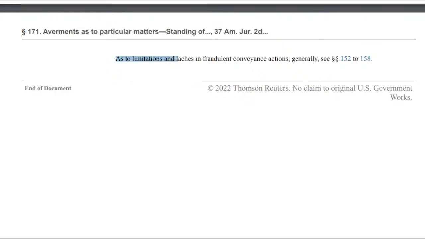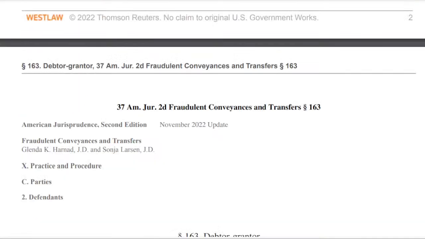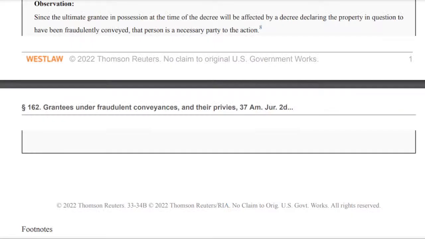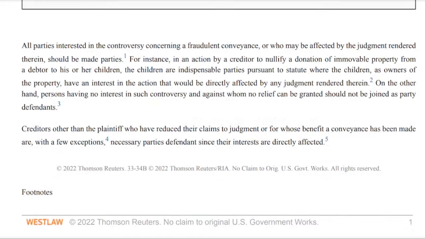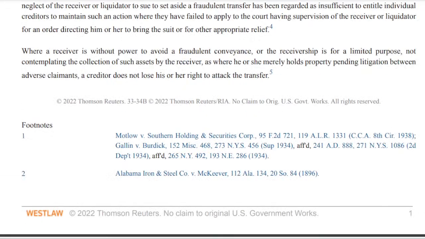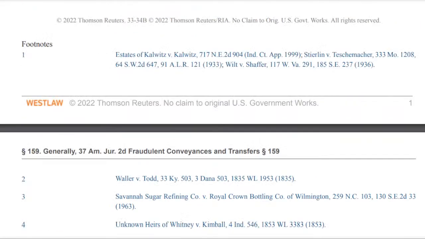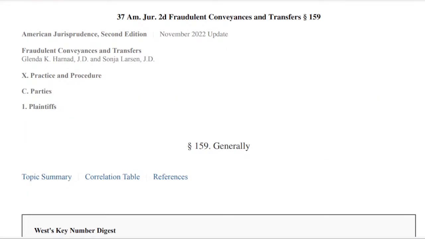And as to limitations and laches in fraudulent conveyances, 152 to 158. You can take a quick look at that if we want. We're on 171. Let's look at 152 to 158. Is there anything there on laches that might benefit us right now? As we did take a deep dive on that on the last episode. All right, here we go. 158.